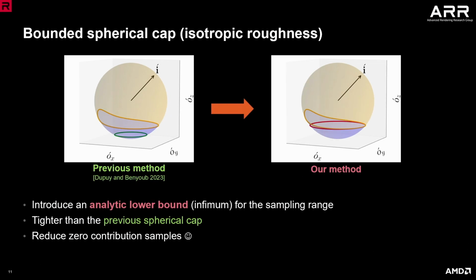By taking the minimum z value of the boundary, we derived an analytic lower bound to limit the sampling range of the spherical cap. Let's compare our new sampling range with the previous method. In this figure, the green line shows the bound of the previous method, and the red line is our new bound. The bound of the previous method is located around the bottom of the sphere, but our bound is closer to the boundary. Thus, we can reduce the zero contribution samples.